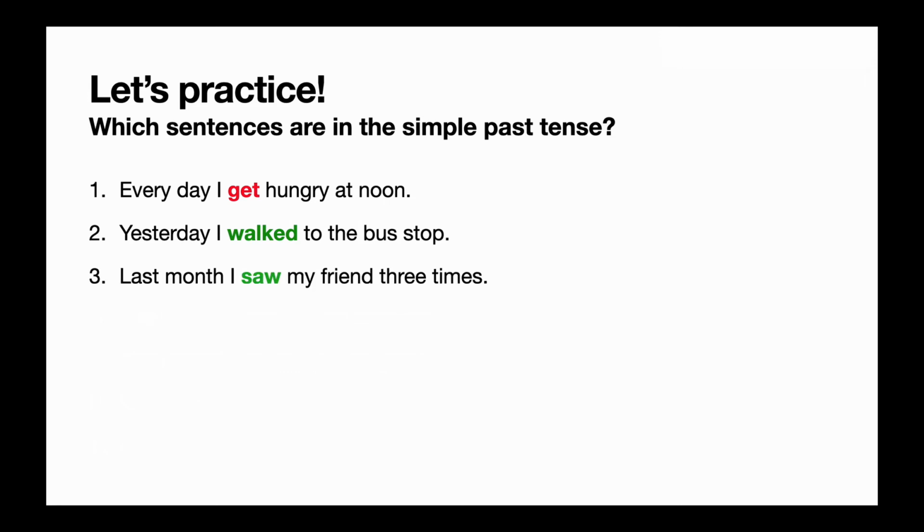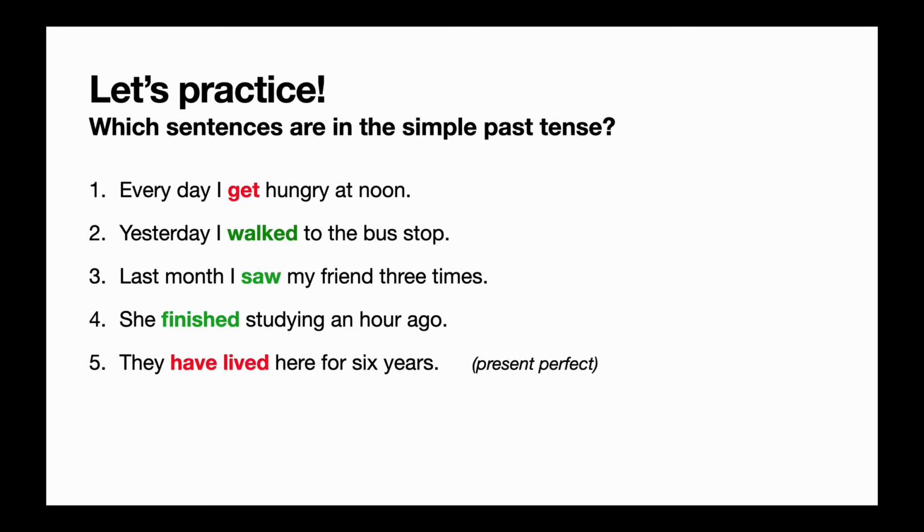Number 3, last month I saw my friend 3 times. So this happened 3 times, but they're all times that are finished last month. And this is the verb see in the past tense, which is irregular, and it's saw. Number 4, she finished studying an hour ago. This is also the simple past. We have the ed ending, and this is completely finished an hour ago.